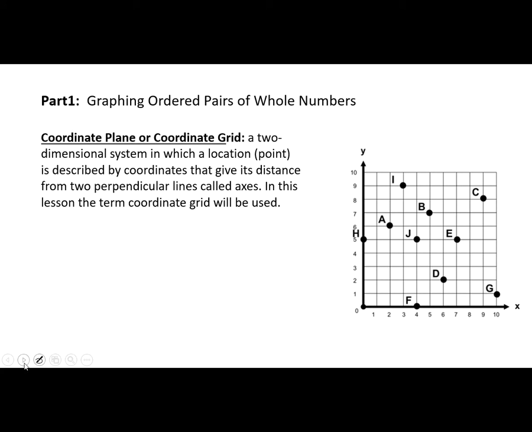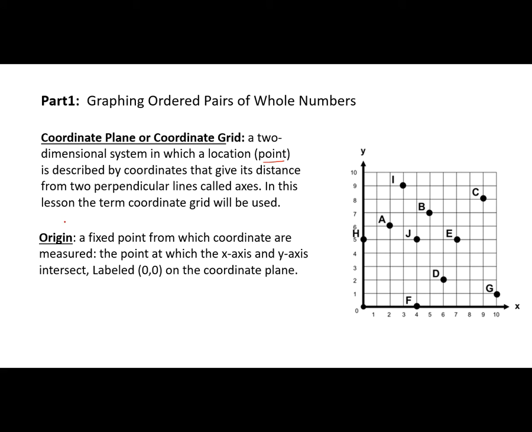First off, coordinate plane or coordinate grid. Those will be used interchangeably. What these mean: it's a two-dimensional system in which a location or a point is described by coordinates. They give its distance from two perpendicular lines called axes. In this lesson, the term coordinate grid will be used, but they mean the same thing, coordinate plane or coordinate grid. You might be asking, well, what is this origin?